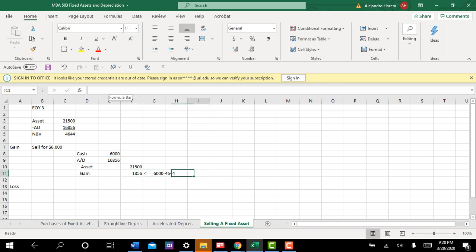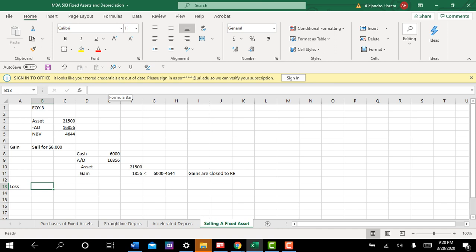Now the final thing about the gain is that gains are closed to retained earnings. Gains are like revenue. Revenue goes up with credits, so do gains. Okay, let's do the loss situation. Let's use some easy numbers.